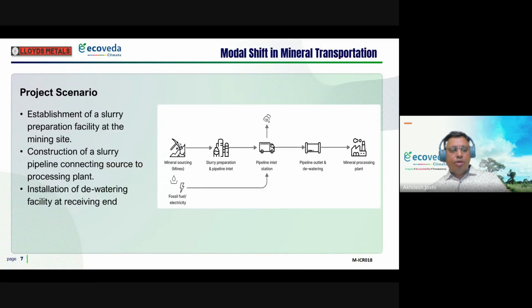They also adopted the practice that when water is separated at the receiving end, it is utilized in the processing facility to the maximum extent without discharging it in the open. So the project developer always tries to reuse it. The slurry is prepared, then transported through the pipeline, and then there is a dewatering plant, after which it is directly transferred to the mineral processing plant. This is the present project scenario under this methodology. Next slide, please.